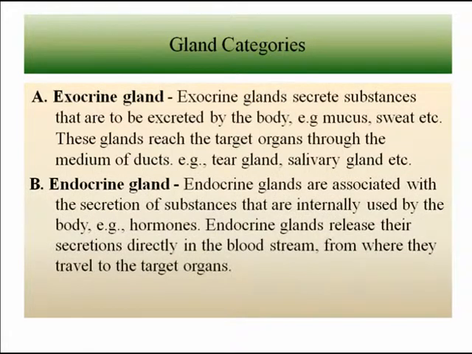Another one is endocrine glands. They are the counterparts to exocrine glands, which secrete their products like hormones directly into the bloodstream. For example, the adrenal gland, which is found on top of the kidneys and secretes the hormone adrenaline, among others.